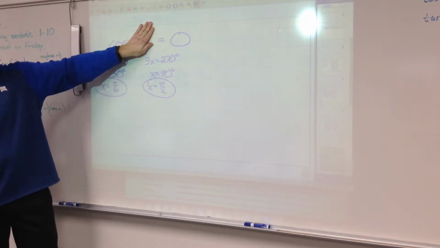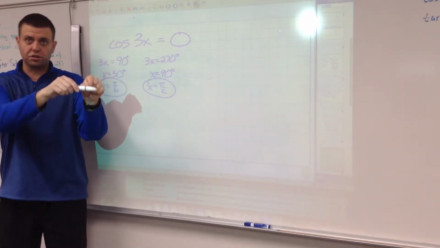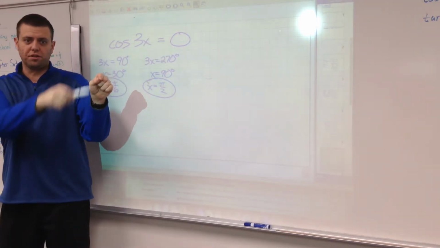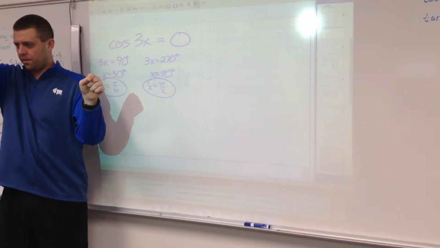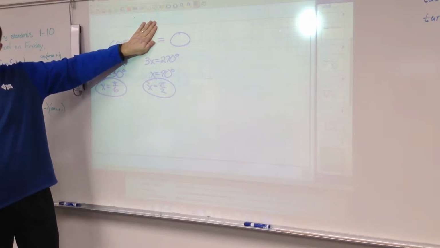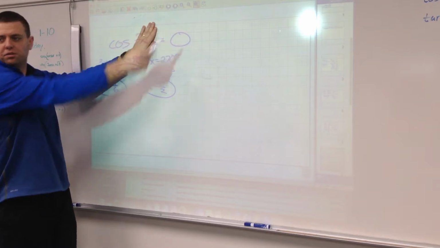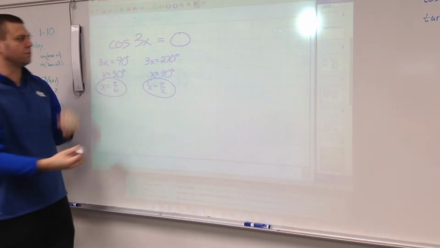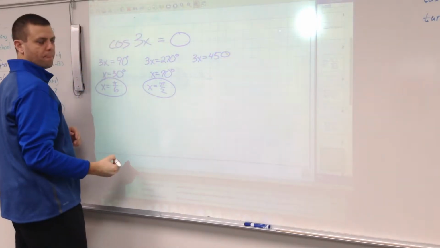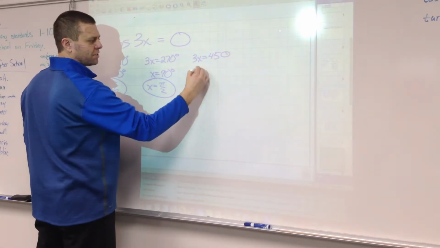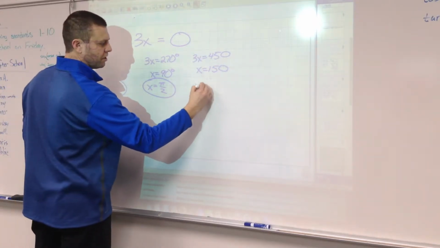So I know that if this was 90, cosine of 90 is equal to 0. So I go around I hit 90, I go all the way around the circle, 360. When I get up to 90 again, that's actually 450, right? So if 3x is equal to 450, would that satisfy the equation? Is the cosine of 450 equal to 0? It is, so let's set 3x equal to 450. Notice that when I solve this, do I get an answer that's between 0 and 2 pi? Yes, I do.